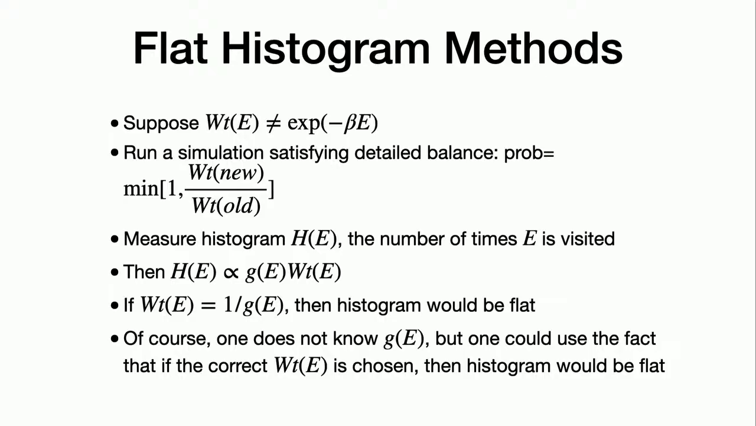The idea is that I run a simulation with some random weight of E, then I measure the histogram. If my histogram is flat, then I have chosen my weight of E as 1 by G of E, and I have the correct G of E. Let us do an example.